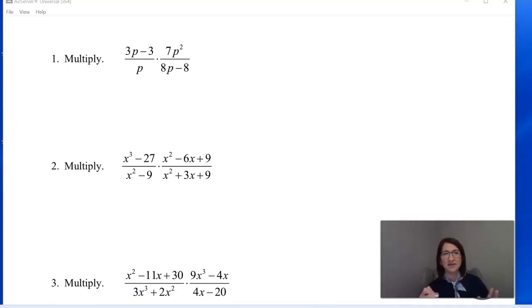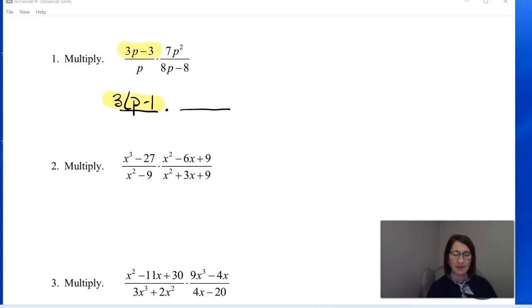So I look at this as if I have 4 separate problems. I'm just going to put 2 fraction bars. I'm going to take this first numerator, and I'm going to put my answer after I factor it right there. So I take out a 3, and I've got p minus 1. Okay? I can't do anything with that denominator. It's just a p. Let's put it there. Now over to the right, we've got a 7p squared. What's really helpful here is if I just expand those p's. It's just going to make it easier to reduce.